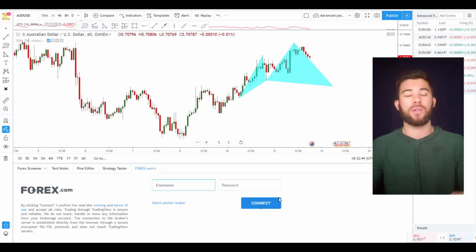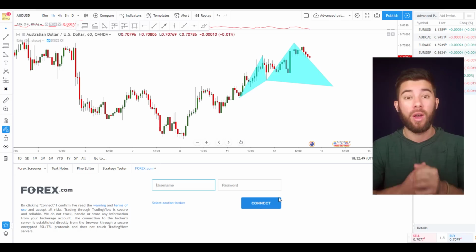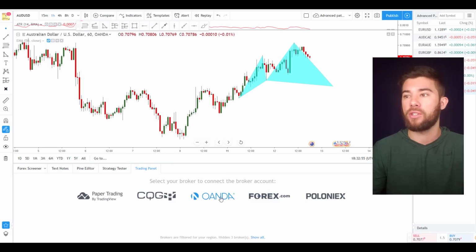That's the only way you can do it. You can only do it with those brokers, and the process of setting it up is extremely simple. All you need is your username and your password from that brokerage account. For instance, let me select Oanda and I'll show you what I'm talking about.